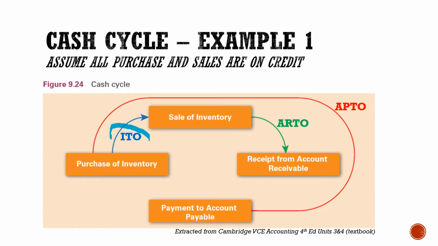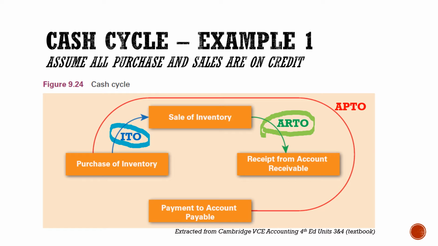The ITO, which is the inventory turnover, measures the number of days that it takes for the business to sell its inventory to the customers from the date the inventory was purchased. Because we are assuming that all sales are on credit, it is also important to look at the ARTO, which is the accounts receivable turnover, that shows the number of days that it takes for the business to collect cash from the accounts receivable for any of the credit sales made.